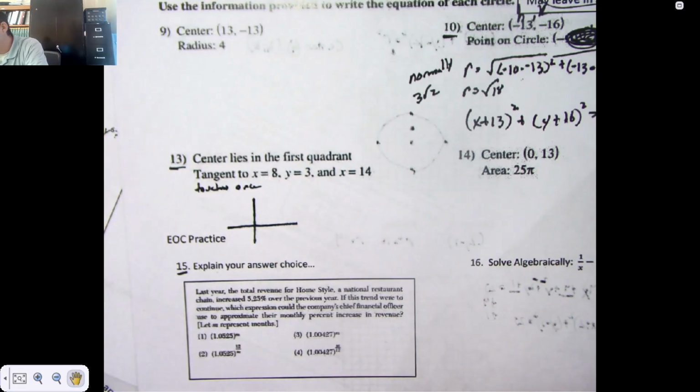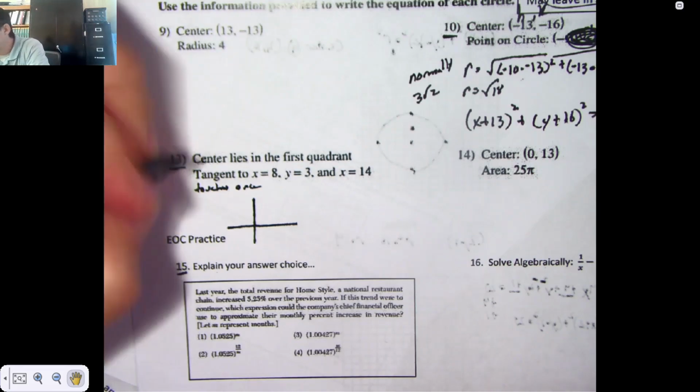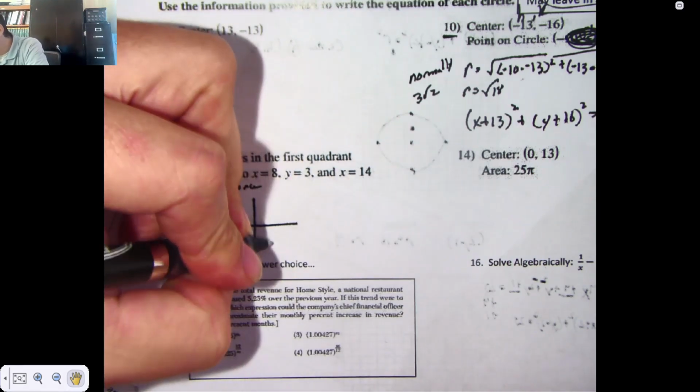I am tangent to x equals 8. Heck, half of my student body doesn't even know what x equals 8 looks like. It's a vertical line.